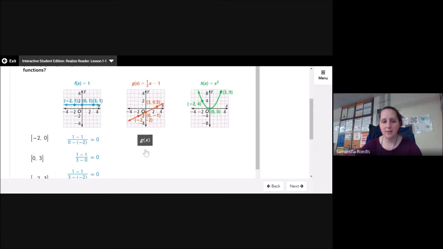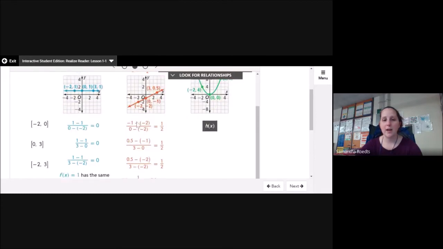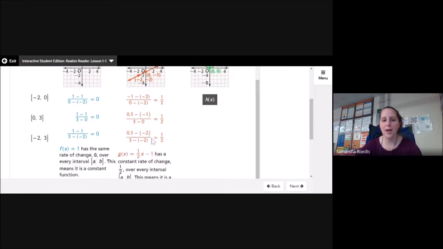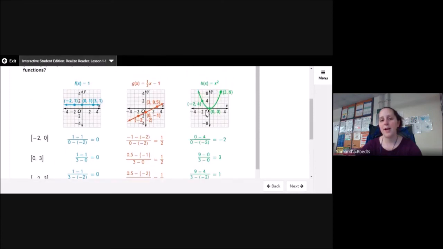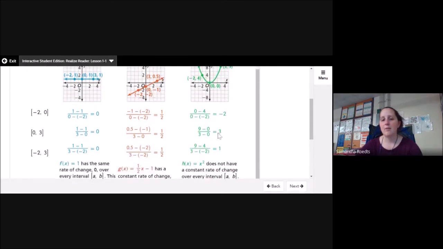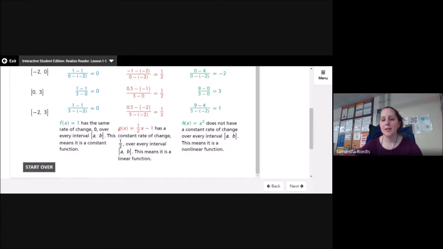For g of x, from -2 to 0, it does change. Okay, so I have -1 minus -2 over 0 minus -2, which is 1/2. So 1/2 is my rate of change. And then for h of x, -2 to 0: 0 minus 4 over 0 minus -2, which is -2. Then from 0 to 3, I have 9 minus 0 over 3, which is 3. So this one doesn't have a constant rate of change over every interval from a to b, which means it's a nonlinear function.